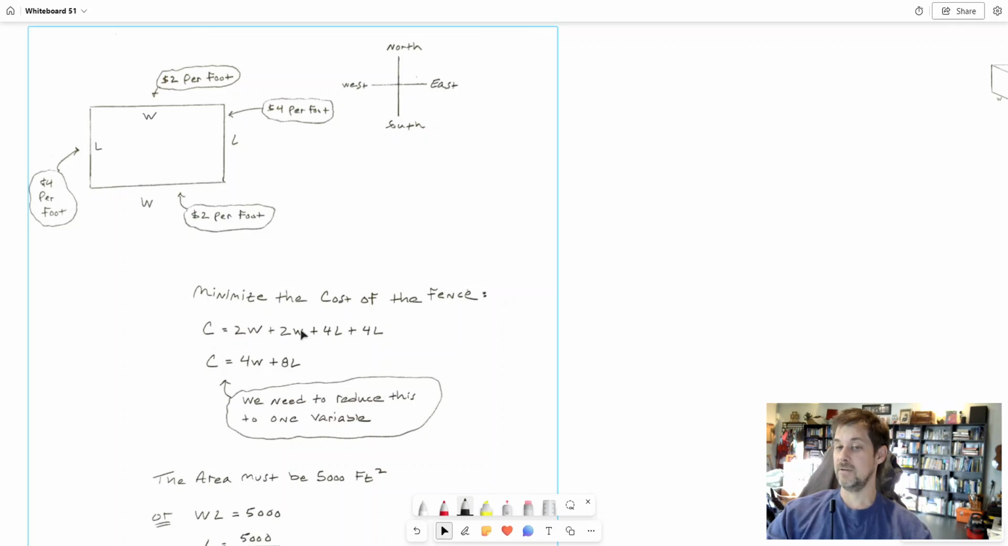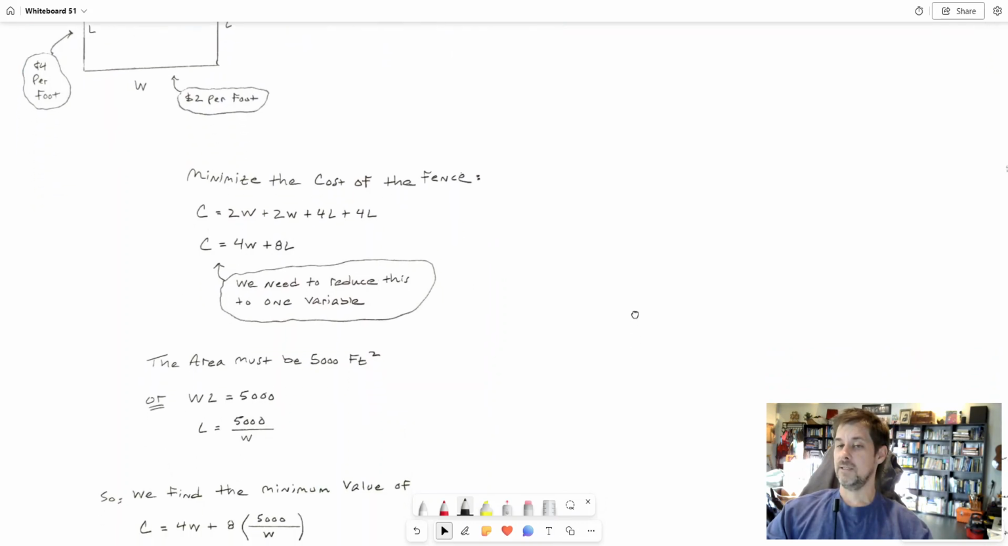Then I have another 2W. What's that going to be? It's the cost of this other side that has a length of W, and it's $2 per foot. Then I have 4L. Why is that? Well, this side here is $4 per foot and has a length of L. 4 times L is the total cost of that side. And then I have another 4L. That's the total cost of this side, $4 per foot with a length of L. So there's your total cost, and we can combine some of that. I have 2W and another 2W, that makes 4W, and 4L and 4L, that makes 8L. So that's what I'm working on minimizing.